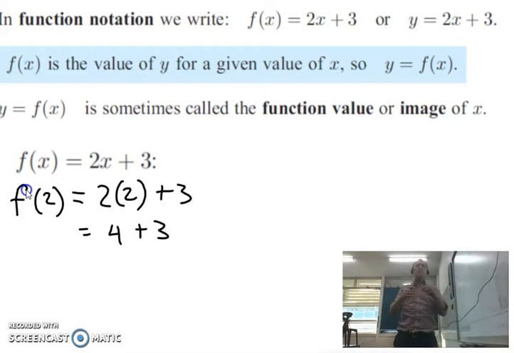But don't get confused. When you see the f with the brackets, f of x, treat it the same as y is equal to something.